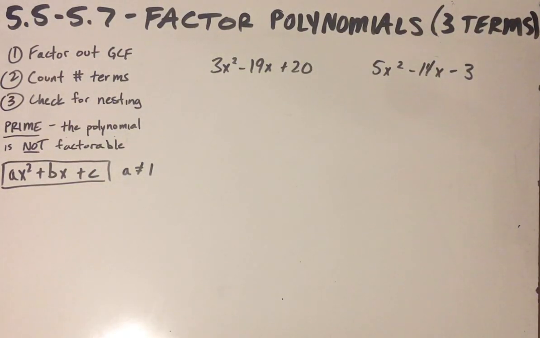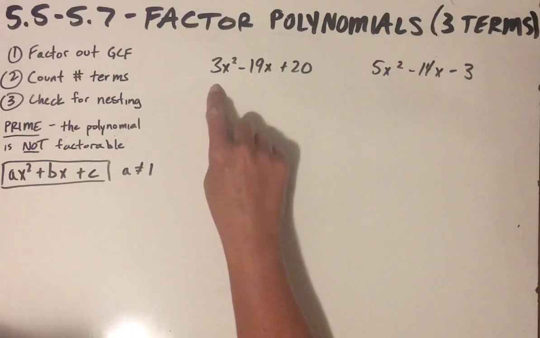Okay, this is, I think maybe the fourth video now in the series of factoring polynomials that covers sections 5.5 to 5.7. This specific topic is in 5.6 in our current book, and we're still working on factoring three-term polynomials. This time we're going to talk about polynomials that are in this form of ax squared plus bx plus c, where a is not 1 and it's not a GCF.